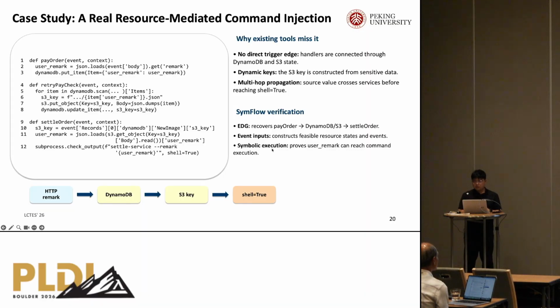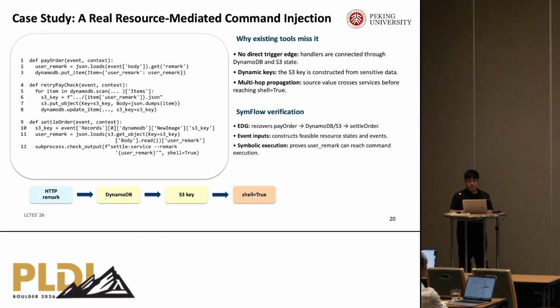And then let me walk through a concrete case. Here, an attacker controls the user remark field through HTTP input, which handler pay order stores into Dynamo database, and handler retry pay checks then reads it, constructs an S3 key from it, and stores back to Dynamo database. And finally, set order reads the key and fetches the object and passes user remark into a shell command.